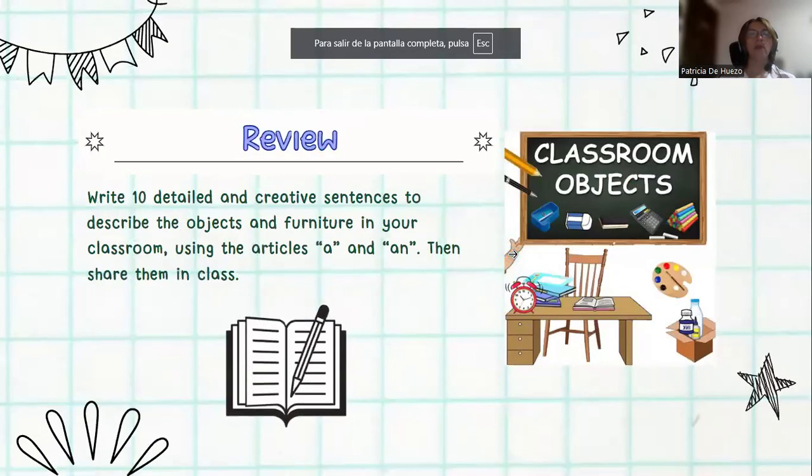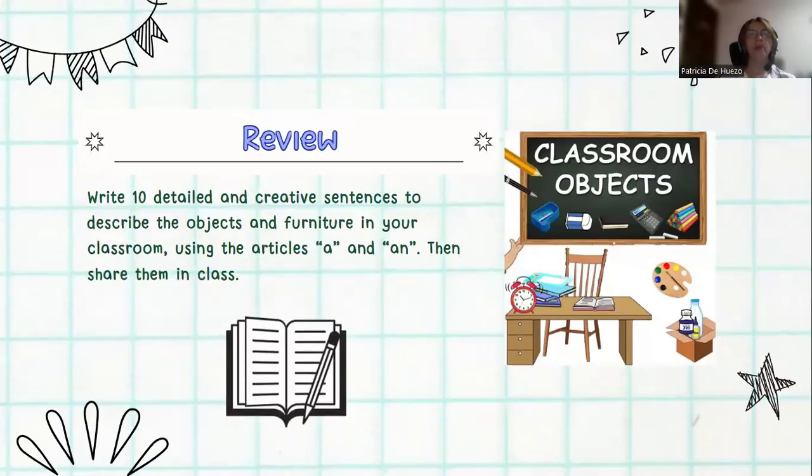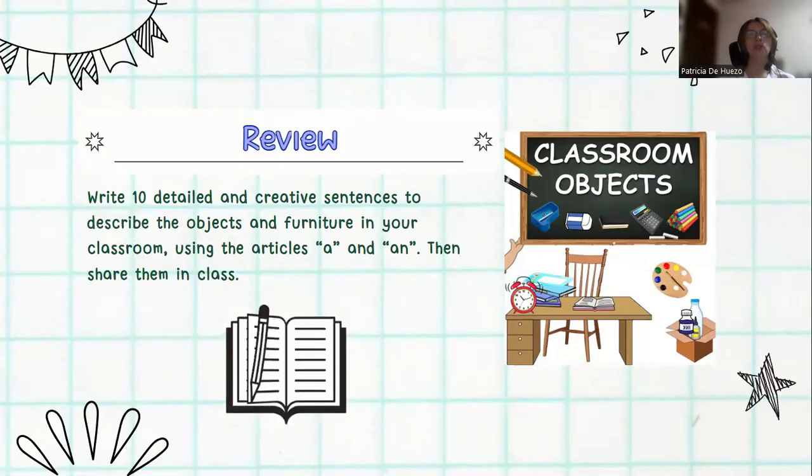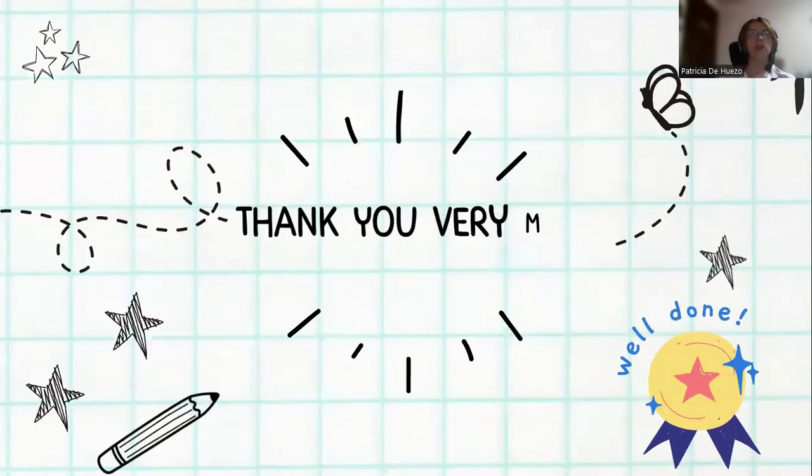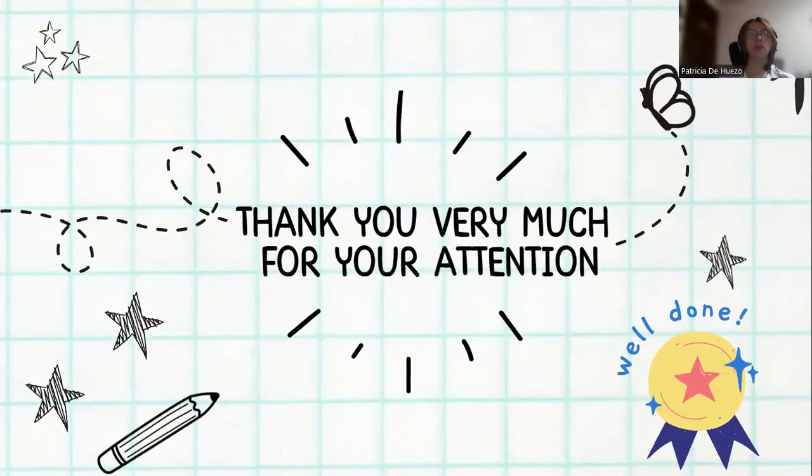To close the class, a review of what they have learned will be done. Here, students are asked to write 10 sentences describing objects or furniture in the classroom, always using the articles a and an, and then share them with the class. And so, for this virtual class, we explained step by step how to develop the two main synchronous activities in the Padlet tool. Thank you very much for your attention.